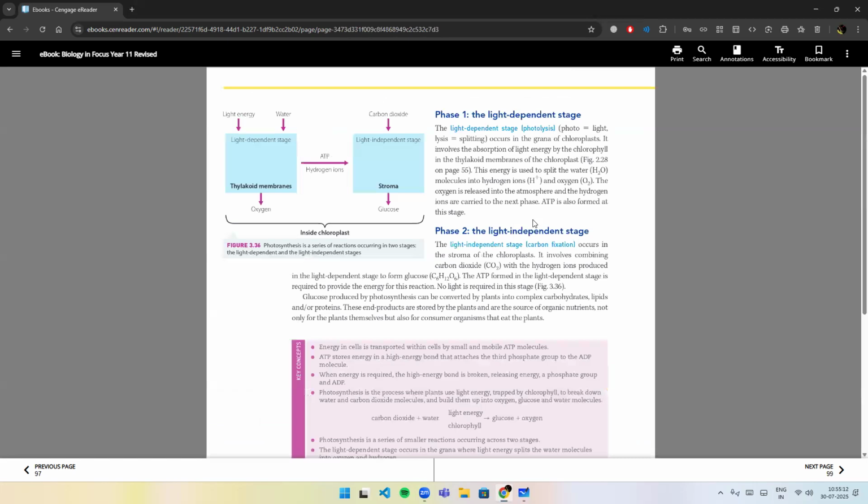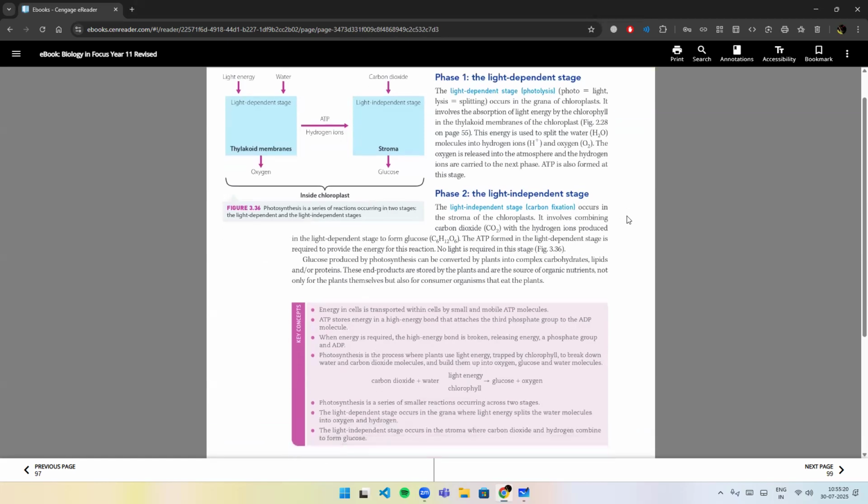Phase 1. The light-dependent stage. The light-dependent stage, photolysis, occurs in the grana of chloroplasts. It involves the absorption of light energy by the chlorophyll in the thylakoid membranes of the chloroplast. This energy is used to split the water molecules into hydrogen ions and oxygen. The oxygen is released into the atmosphere and the hydrogen ions are carried to the next phase. ATP is also formed at this stage.